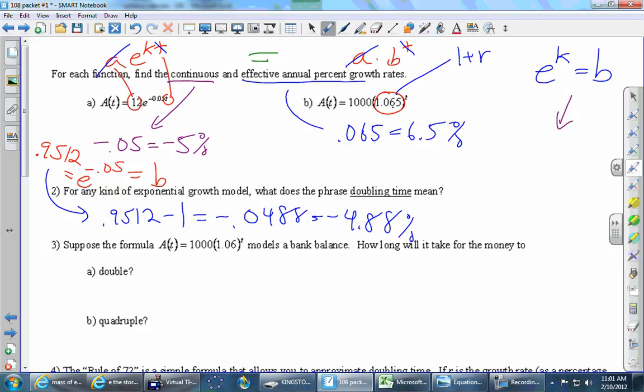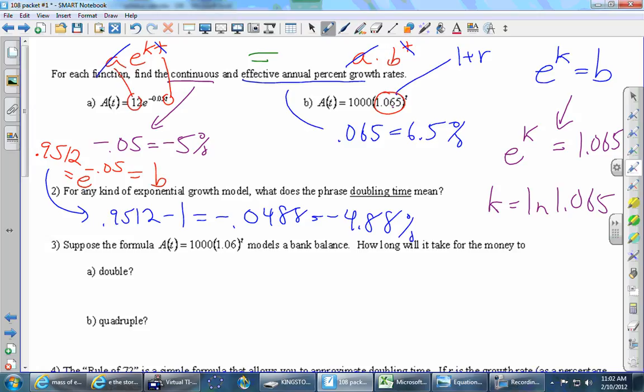Okay, so my B I know is this 1.065. It's the same B we had from before, and I'm supposed to make it equal e to the K. I'm supposed to find the K that makes that true. So how do you solve this for K? ln. So ln of both sides. ln of 1.065 is supposed to be K. And we're going to type that in, but before we do, we should have some intuition about what we're going to get.